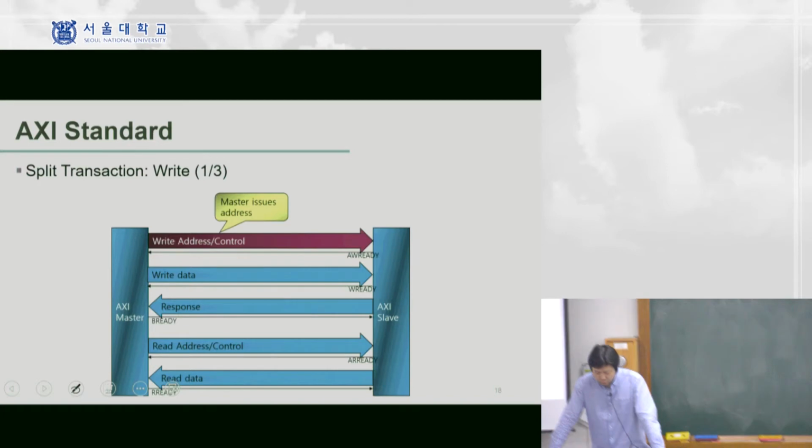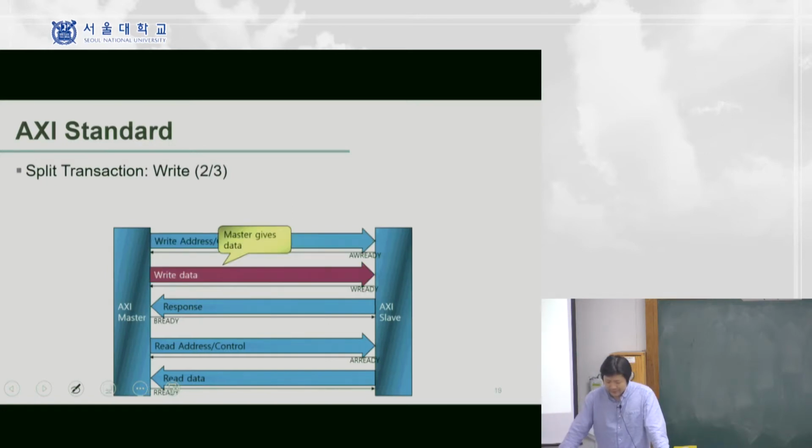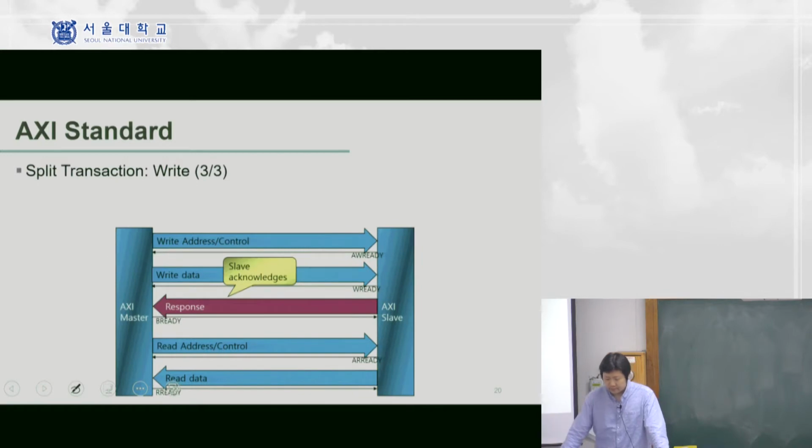So as I said, if you do a split transaction, in the first phase the master sends an address/control, and it also sends data. The master gives data to the slave, and then after all this writing is done, the slave replies. The slave acknowledges everything was fine, or maybe there was an error, and so on.